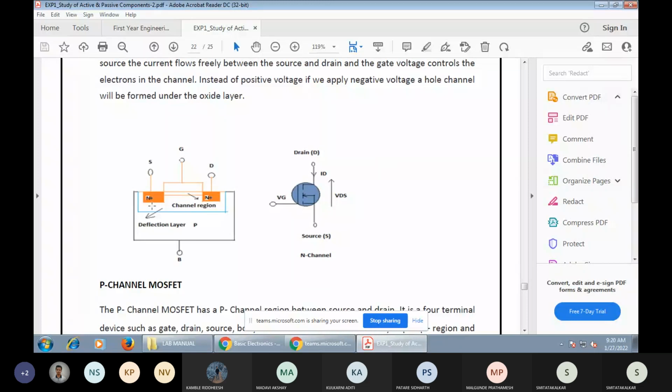You can use here the P layer, with holes, and here maximum electrons. That's why you can change the conductivity through the voltage. Instead of positive voltage, we apply negative voltage, and a hole channel will be formed to the oxidation layer. Here the oxidation layer, SiO2 layer, is formed in the form of an N channel.